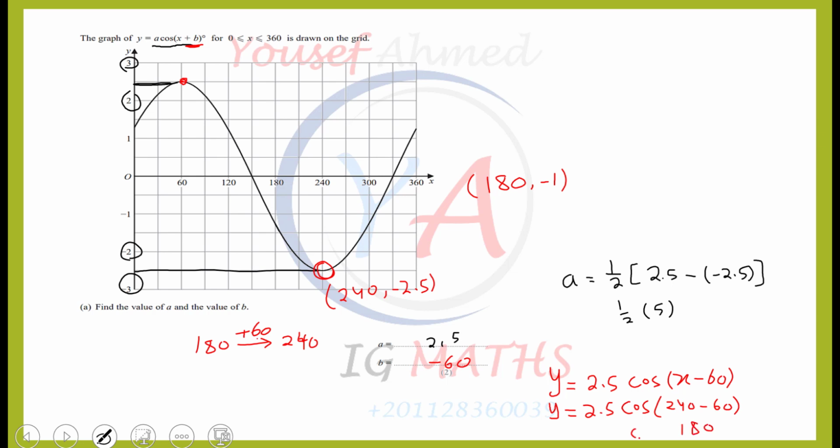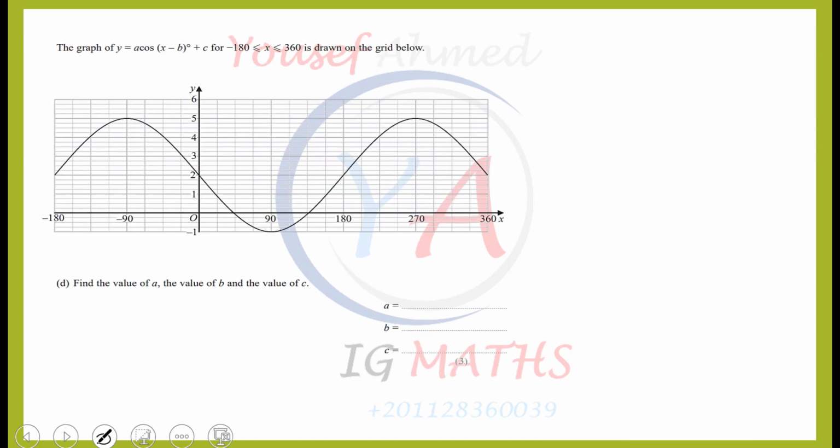So you have cosine 180 and here 2.5. If you calculate this on the calculator, 2.5 times cosine 180 gives you negative 2.5. So now when you have 240, the answer is negative 2.5, which is correct. So the values of a and b are correct. Let's move to the last question now and see how we do this.